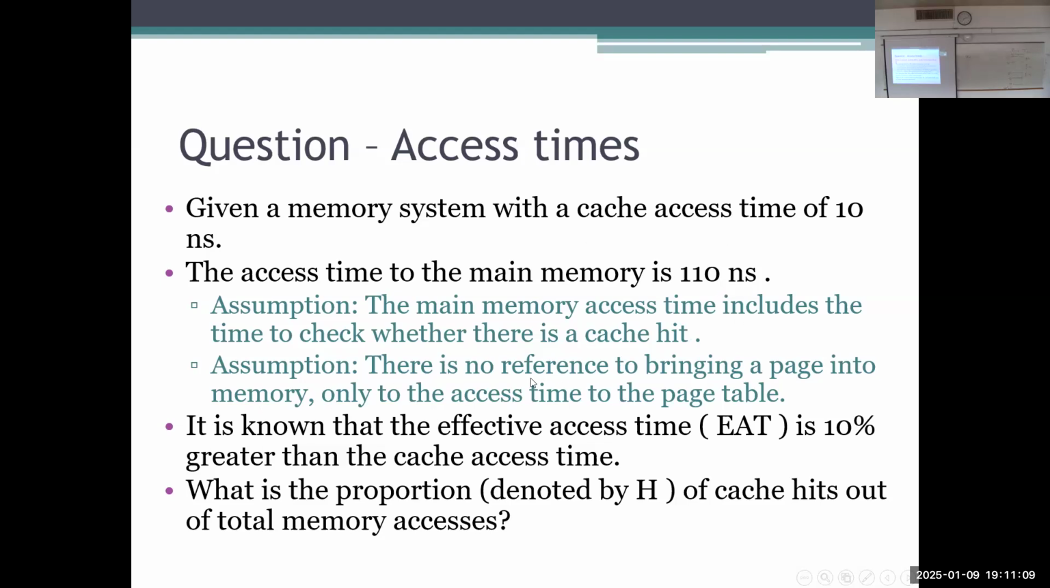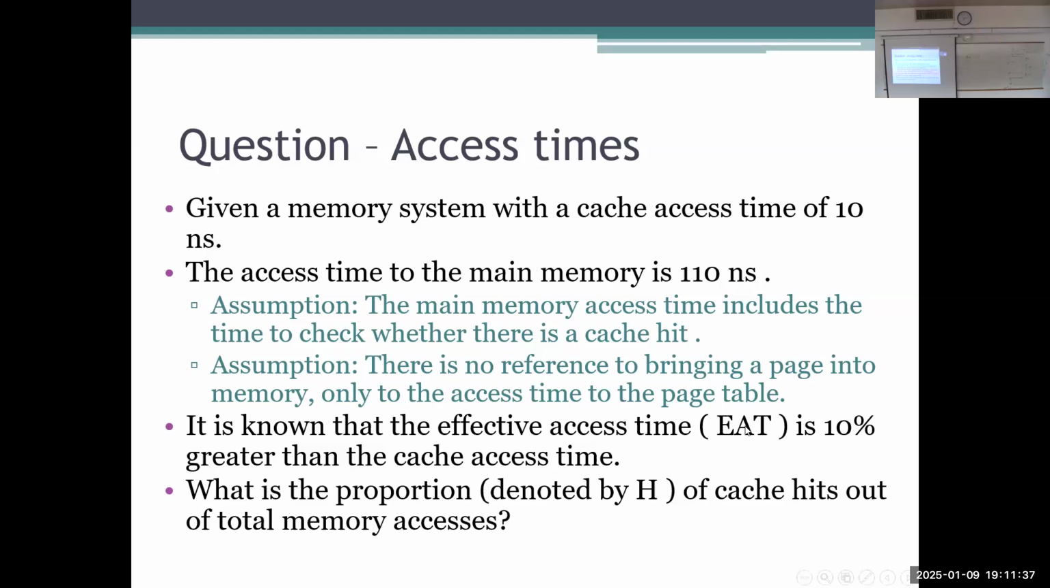Assumption: there is no reference to bringing the page into memory, only to the access time to the page table. That's what I mean to say. We're not thinking about bringing a page into memory, only the time to access the page table. Is that right? That makes sense. It's just access time.